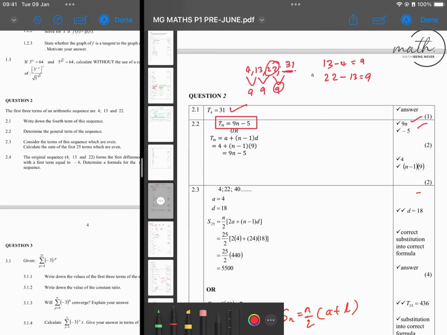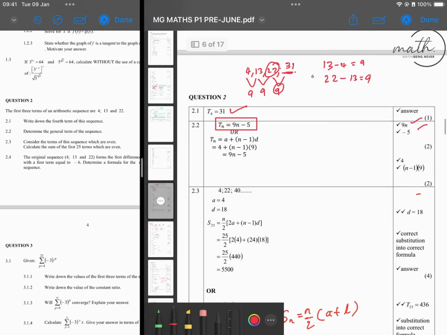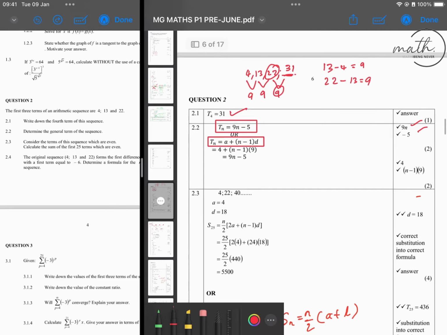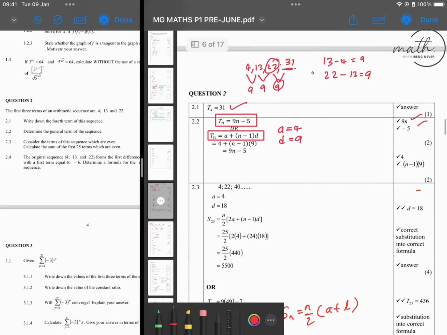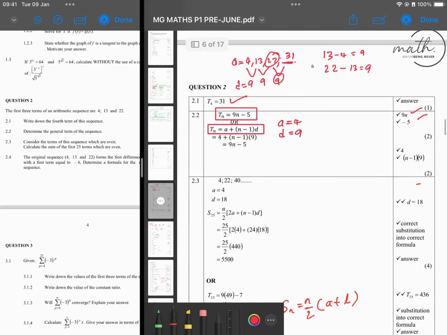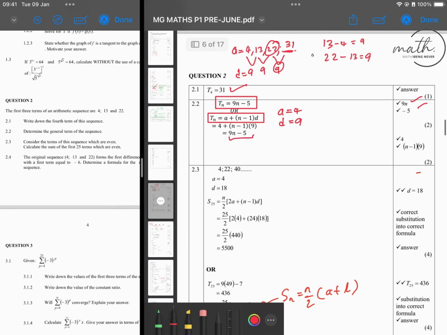But what I suggest is that you use the formula Tn equals a plus n minus 1 times d, where a is the first term, which is 4 in this case, and d is the difference, which is 9 in this case. So the difference is this, a is that. Then substitute and you're going to get the same thing.